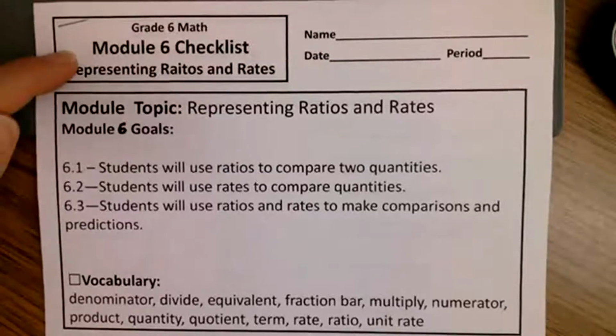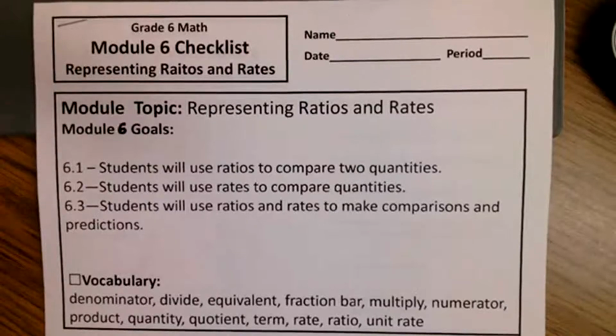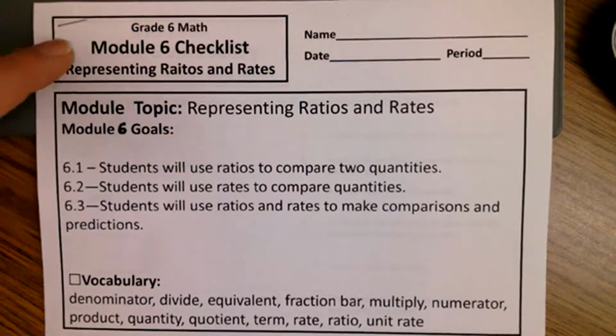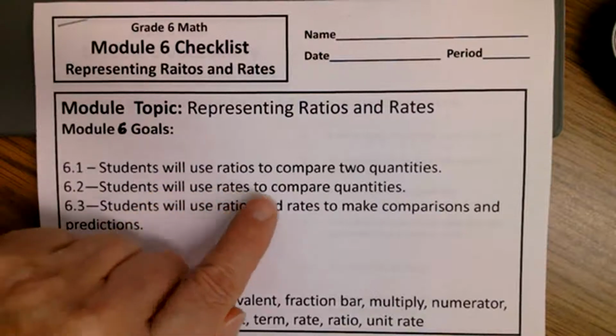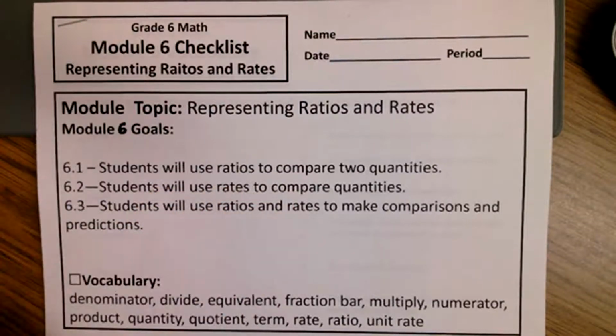Okay, we are now in Module 6. Module 6 is actually a brand new unit. We're in Unit 3, and Unit 3 has Module 6, Module 7, and Module 8. Module 6 is called Representing Ratios and Rates. The first lesson in Module 6 is called Ratios. And the goal is that you will be able to use ratios to compare two quantities.